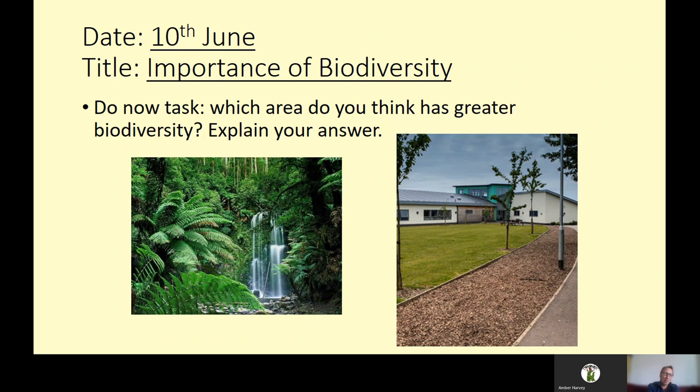So first thing is, as I say, the title is about biodiversity, and the first lesson is around the importance of biodiversity. So looking at these two pictures, hopefully the answer is fairly obvious, but why would you think one has more biodiversity than the other? What is it about it? How would you explain one over the other?